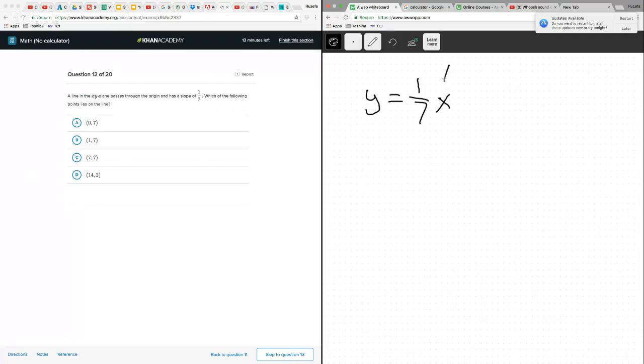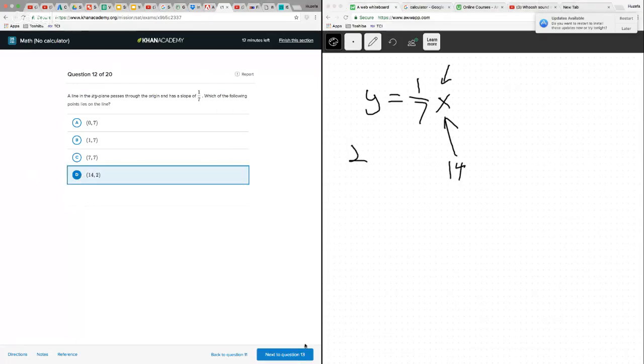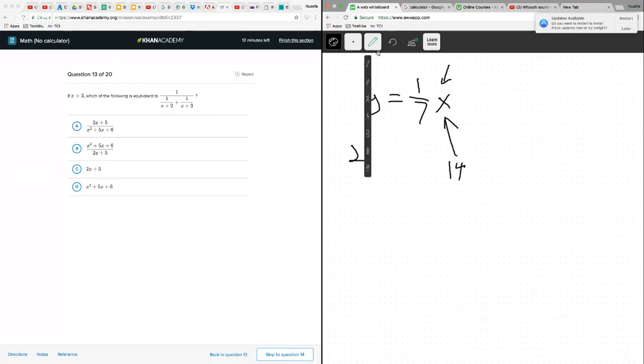So if I plug 0 in here, I do not get 7, so A's out. If I plug in 1 over here, I do not get 7, I get 1/7. If I plug in 7 over here, I do not get 7. If I plug in 14 over here, I do get 2, because 1/7 of 14 is 2. That one is good to go. Let's do this next guy here. 12 minutes left. Oh my God.